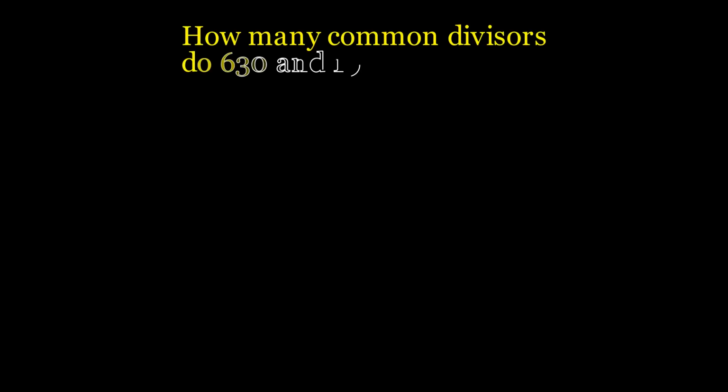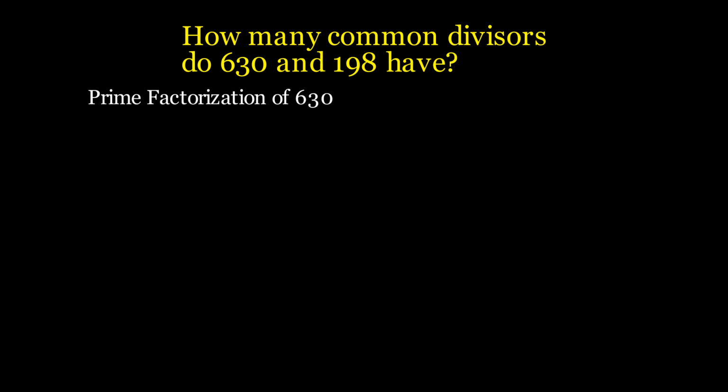In this video, we will find how many common divisors 630 and 198 have. Let's begin with the prime factorization of 630. 630 is divisible by 2. Dividing gives 315. 315 is divisible by 3.